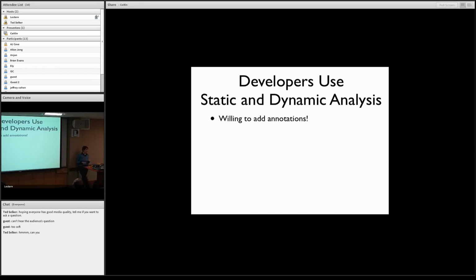The other point that I want to make is that developers do use static and dynamic analysis. I mentioned I'm conducting interviews. I found that most developers that I've talked to are willing to add annotations to multi-threaded code. Not to other code. If you said I have this great program analysis technique for some other code, then they're less excited. But for multi-threaded code, there's a perception that it's so difficult, they're willing to go an extra mile.